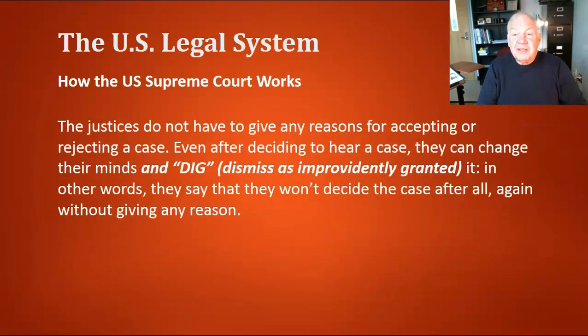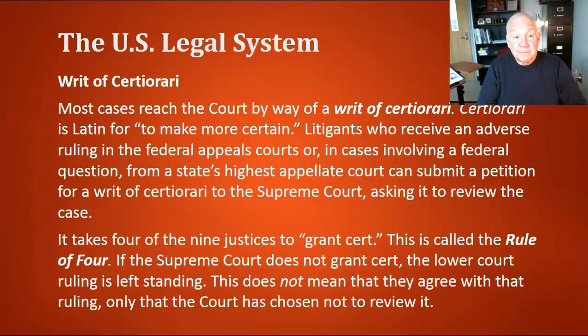The justices do not have to give any reason for accepting or rejecting a case. Even after deciding to hear a case, they can change their minds and dismiss it as improvidently granted. In other words, they say that they won't decide the case after all, again without giving any reason. Most cases reach the court by way of a writ of certiorari.